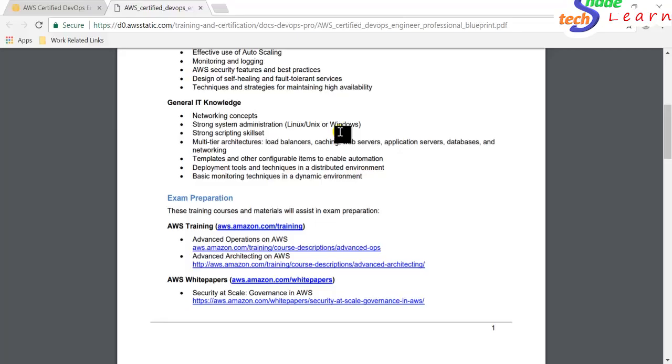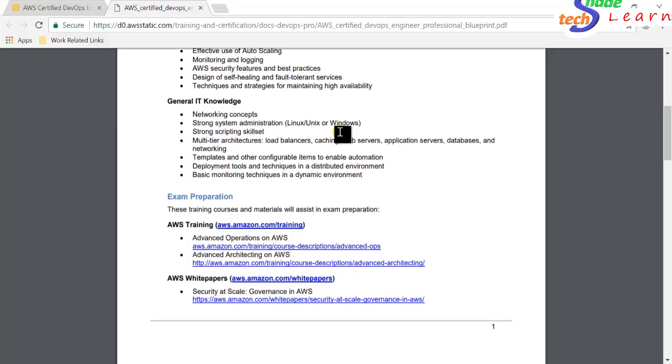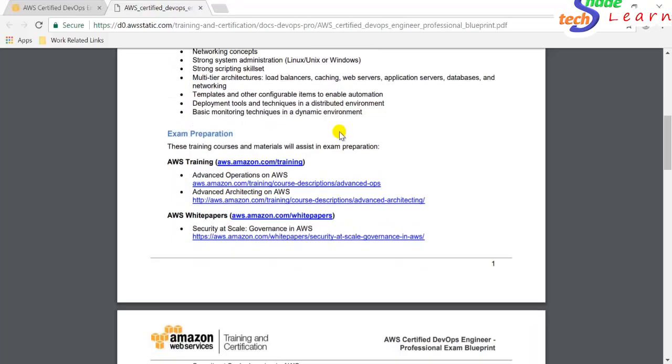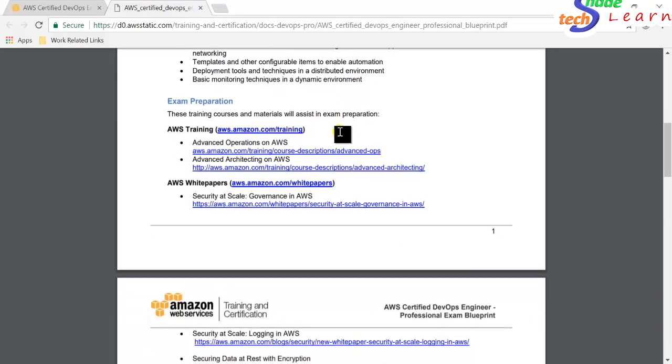As you know, in AWS there are multiple templates that are used to deploy infrastructure in CloudFormation. So these things need to be known before initiating the DevOps course. Apart from that, deployment tools and techniques in a distributed environment and basic monitoring techniques in a dynamic environment. So these things need to be known by the person before initiating the DevOps course.